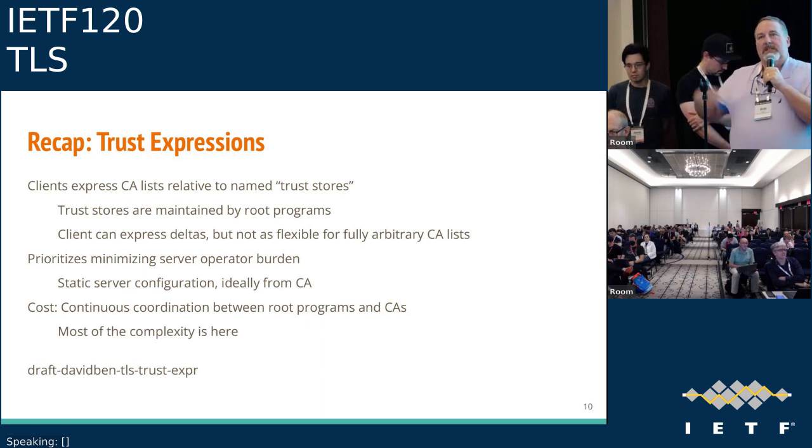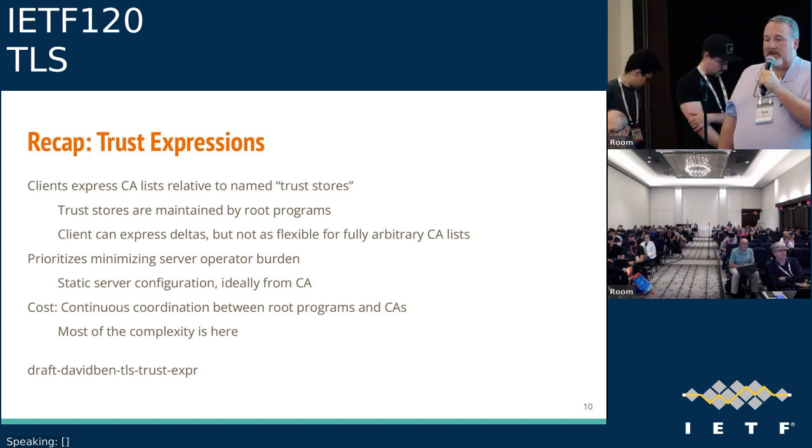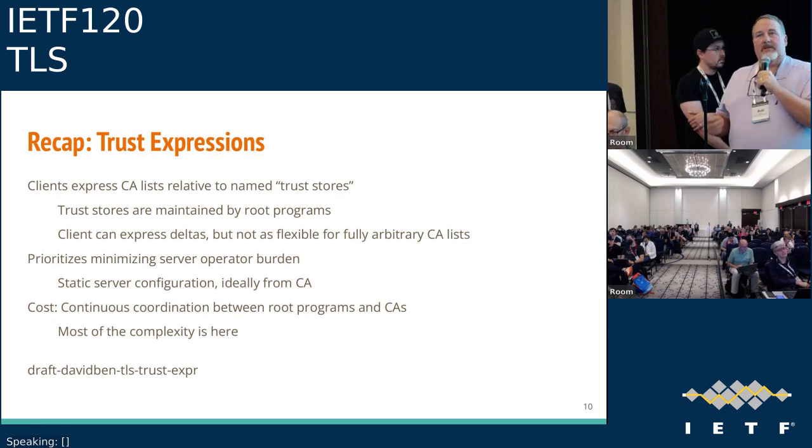The server receives trust anchors. Server receives certificate chains from their CA with metadata added on to know which trust expressions to match. Most of the complexity here is between the root program and the CA, and that's why the document's very long. But in the end, this is a TLS extension to ask for a trust anchor via a name and to match one via a name between the client and the server. Next slide.